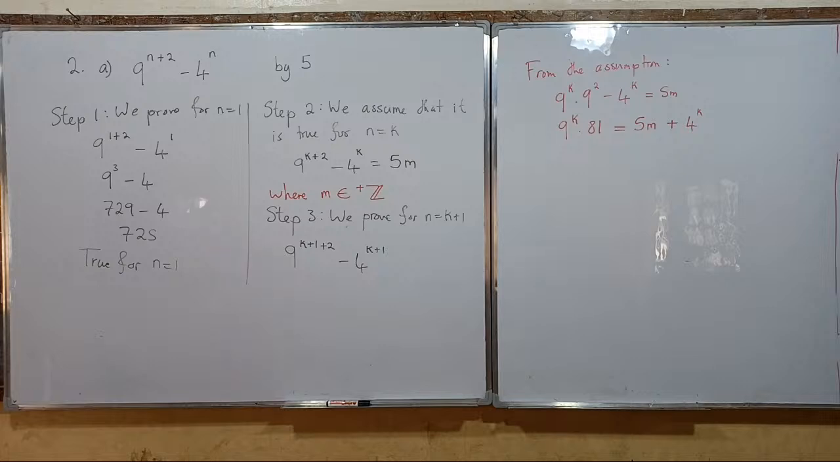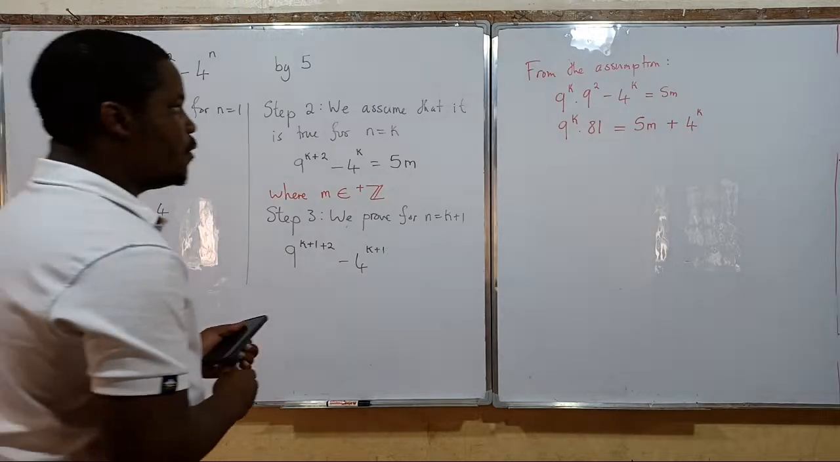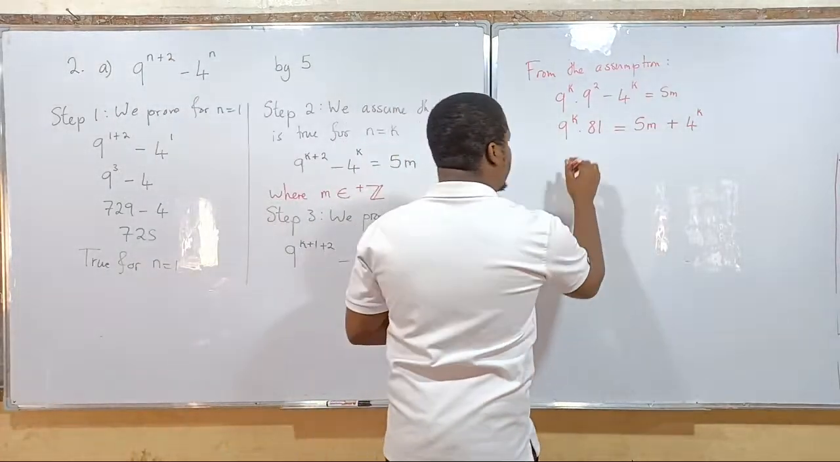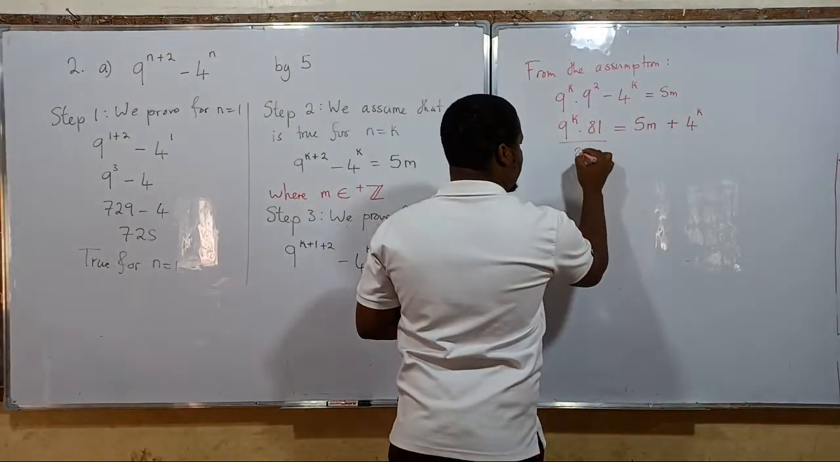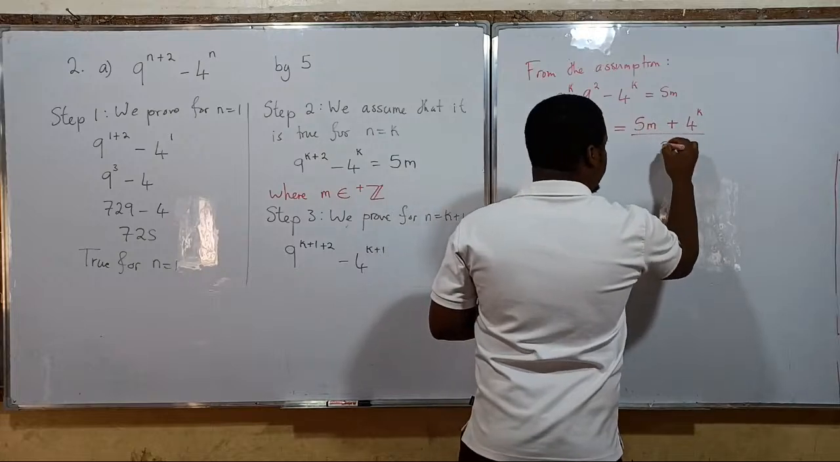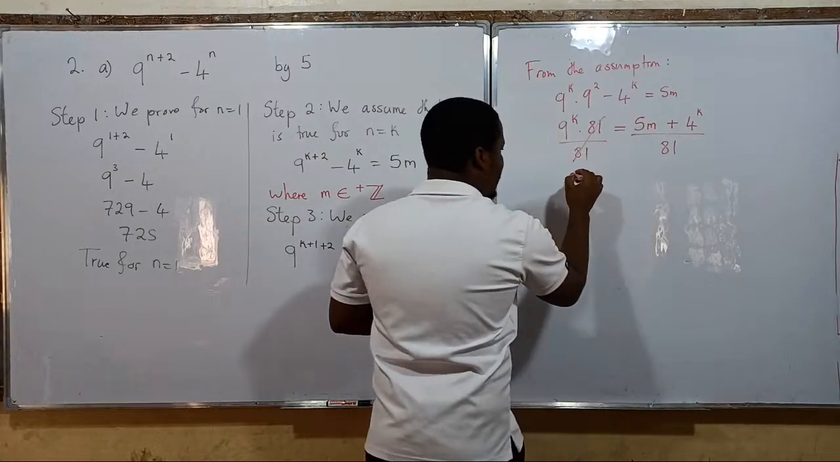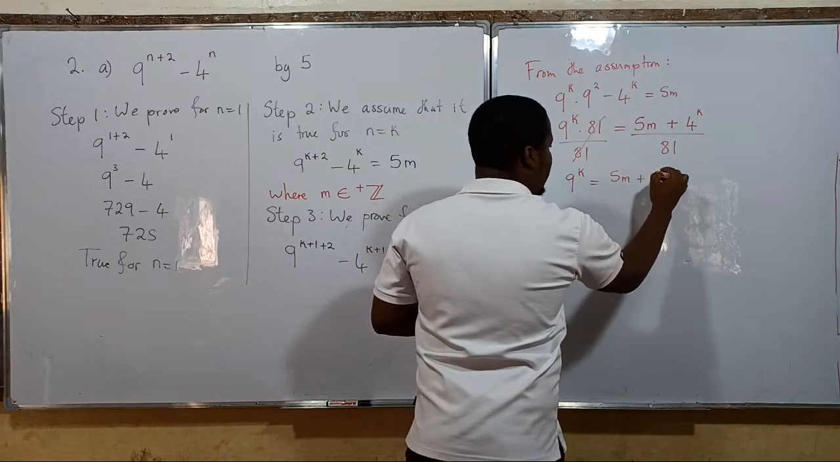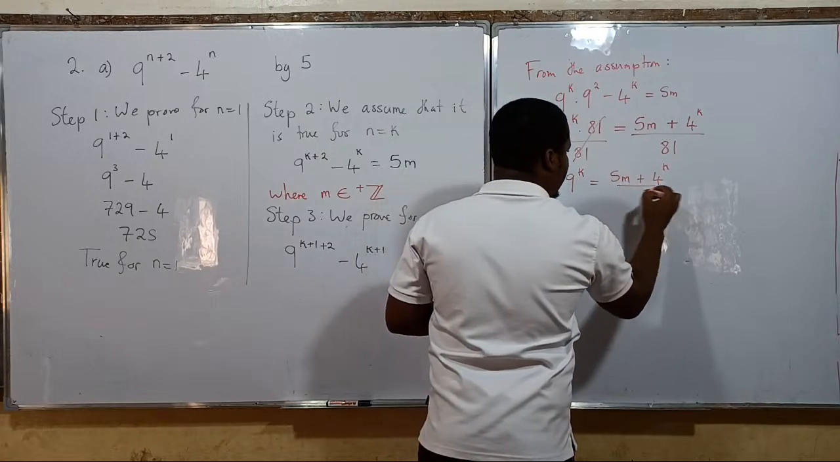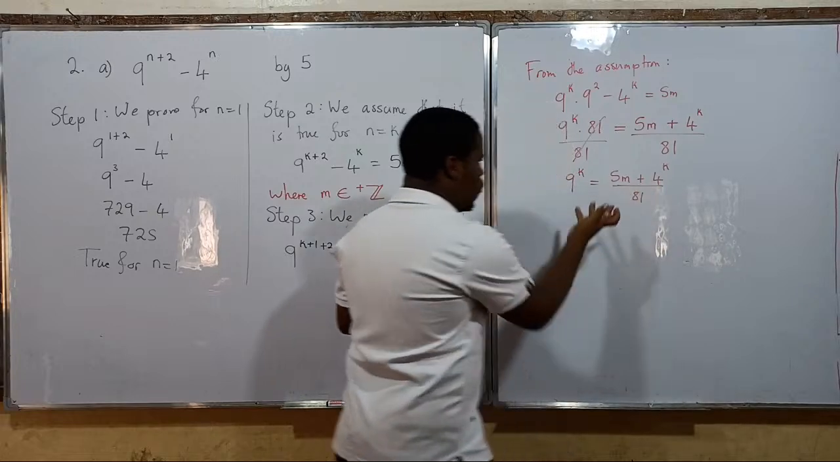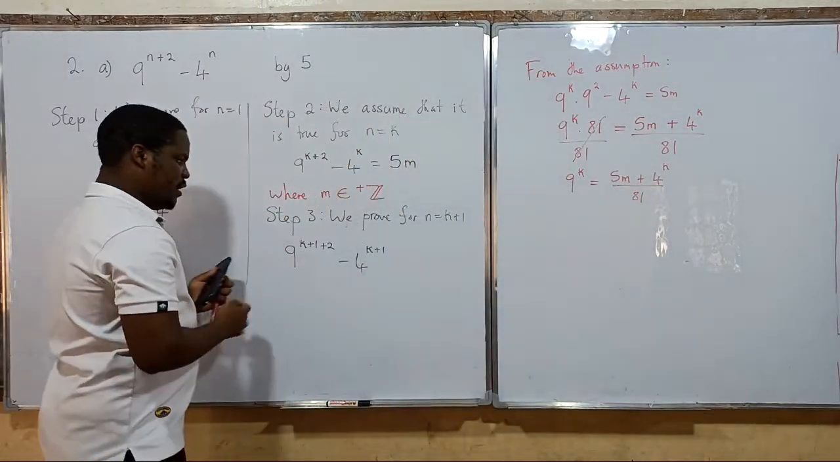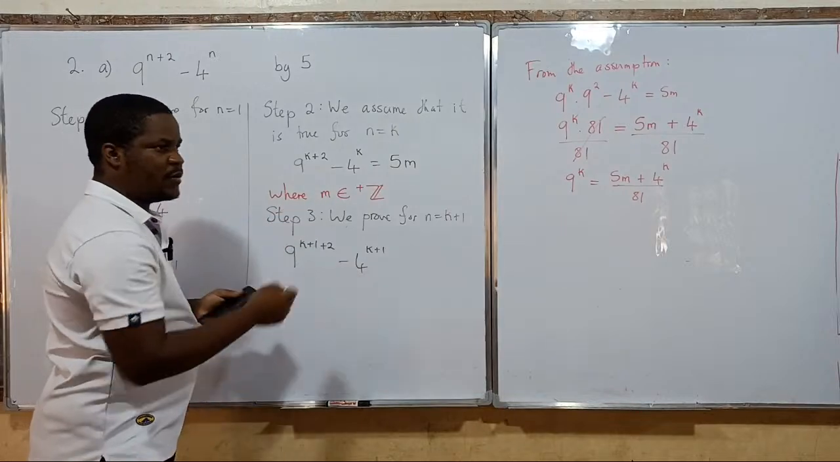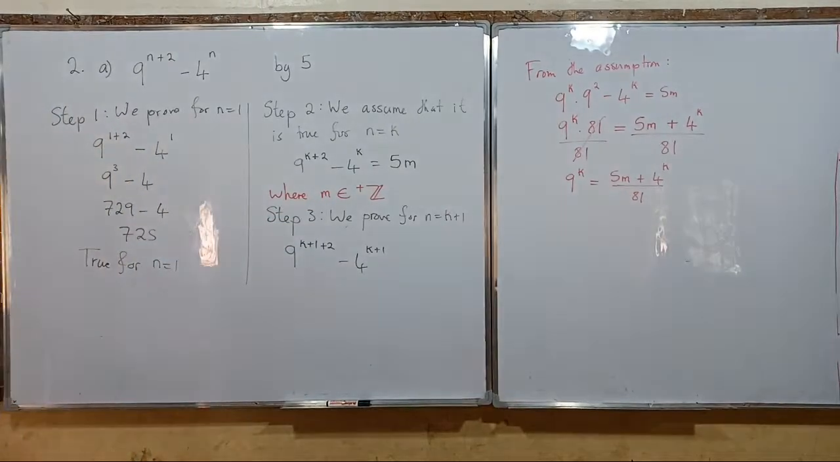Then from there, I want to get rid of that 81. What do we do? I say divide both sides by 81. This cancels. So 9 to the k is equal to 5m plus 4 to the k, divided by 81. Why are we doing this? Because here where there's 9 to the k, we want to come and replace it with the assumption.